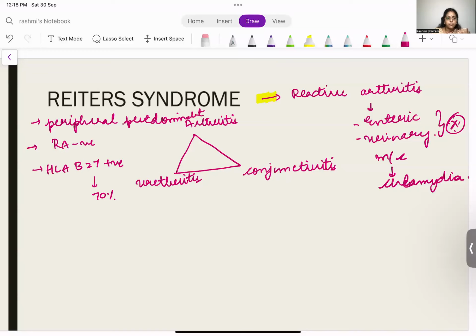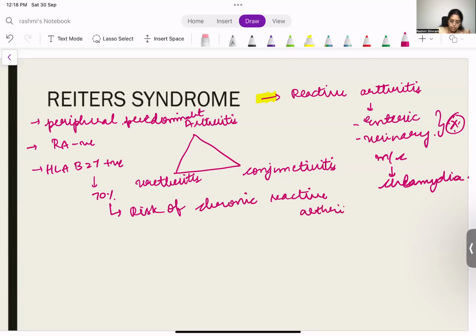If you follow these patients over a longer period of time, you will find that some will have a chronic reactive arthritis. Usually this reactive arthritis will come and subside by itself. But patients who are positive for HLA-B27 and develop reactive arthritis have a risk of progressing to chronic reactive arthritis. So this is very, very important.